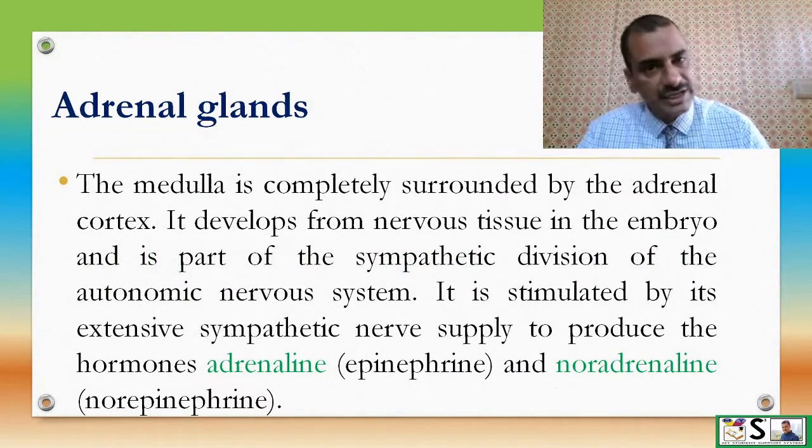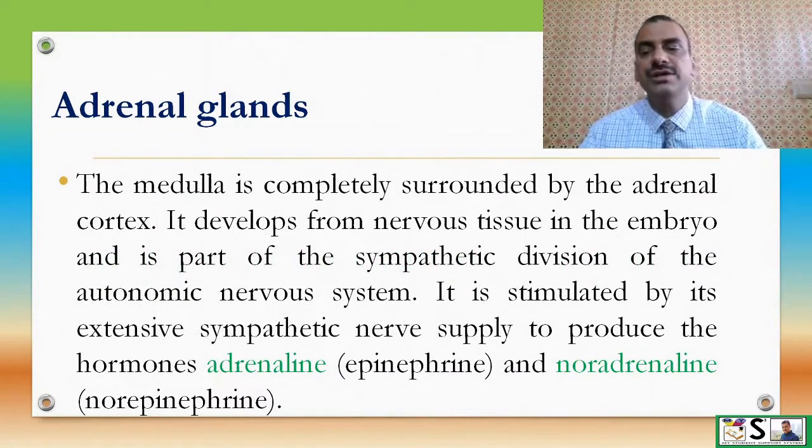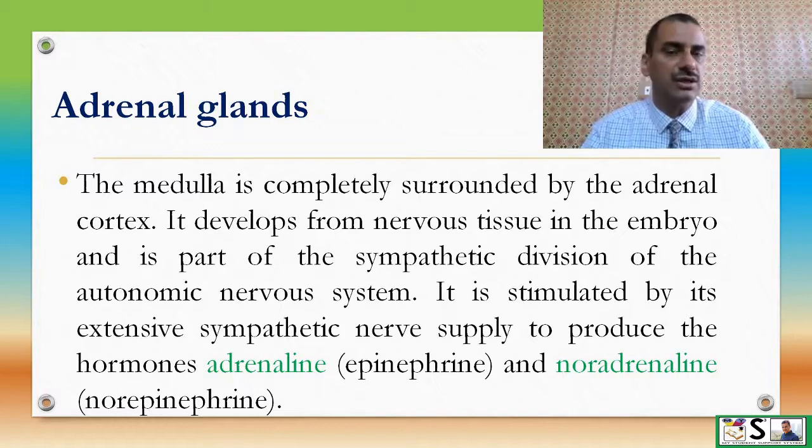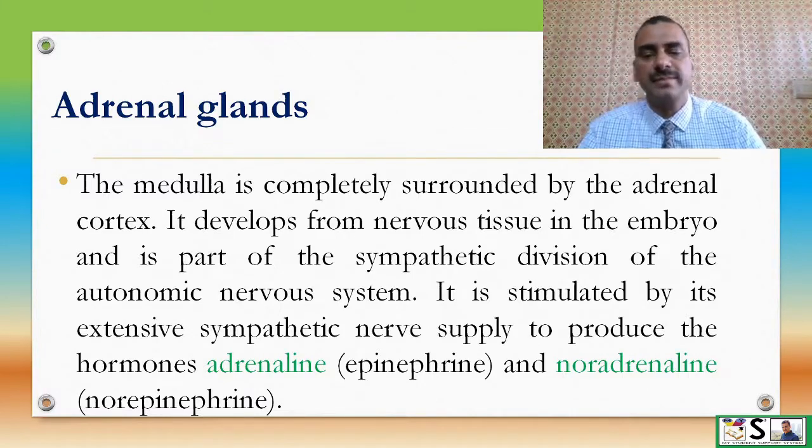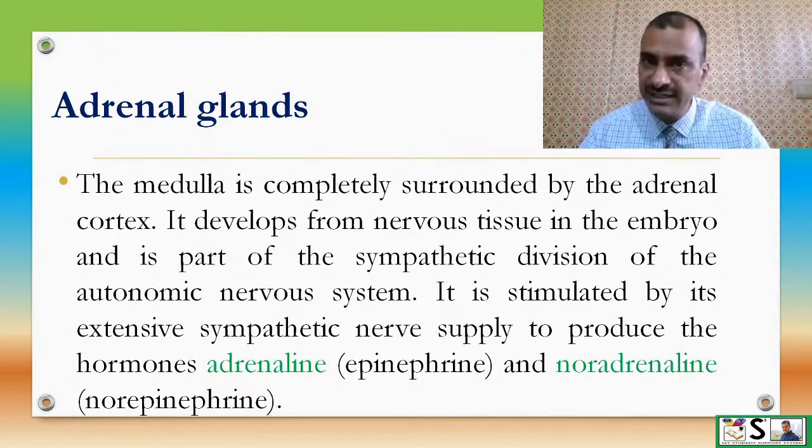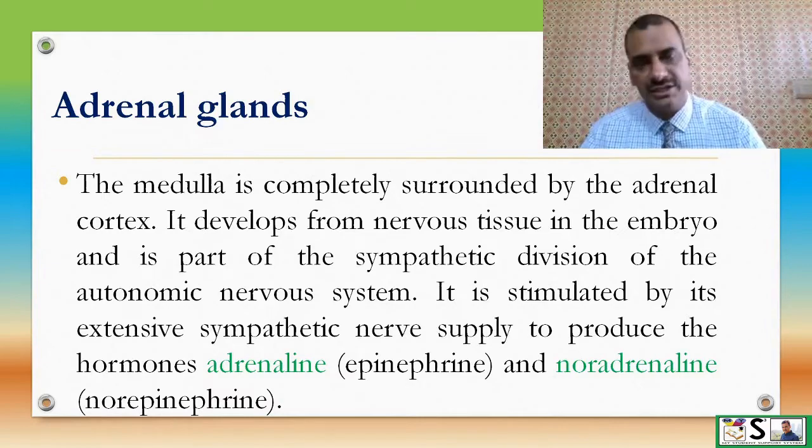The second part of the adrenal gland, which is inner, is the medulla and is completely surrounded by the adrenal cortex. It develops from nervous tissue in the embryo and is part of the sympathetic division of the autonomic nervous system. It is stimulated by its extensive sympathetic nerve supply to produce the hormones adrenaline and noradrenaline.